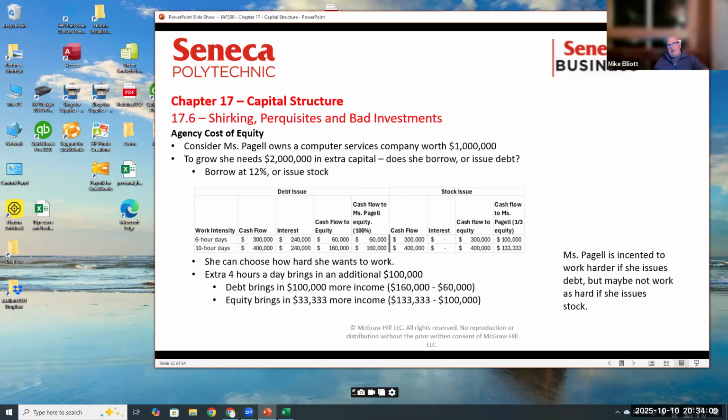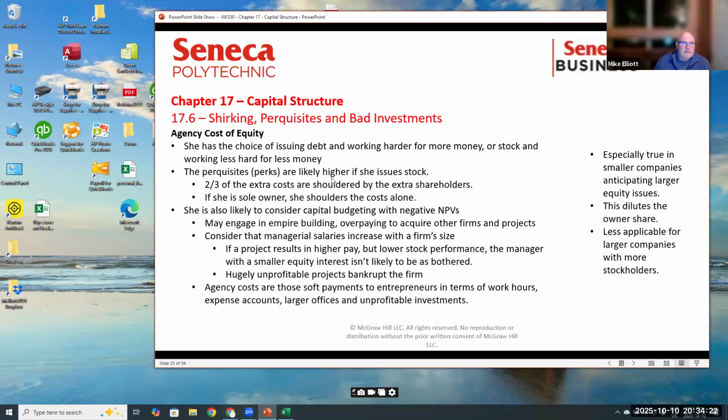If I issue equity, it's only to me. If my expected returns aren't that great, I'm not going to put the effort in. And that's reality. So we have a choice of issuing debt and working harder for the money, or stock and working less for the money. It's not necessarily that easy.